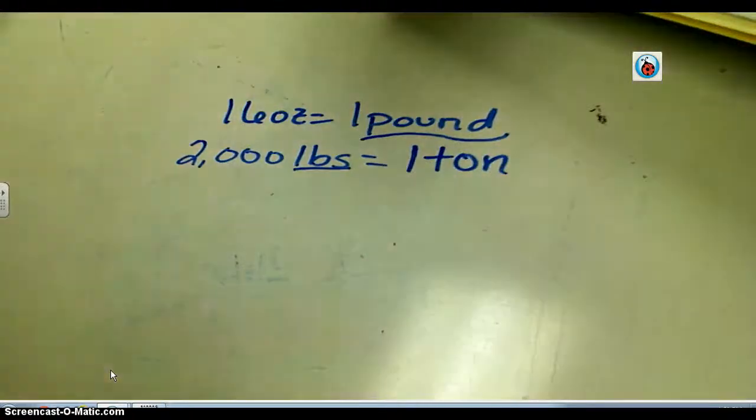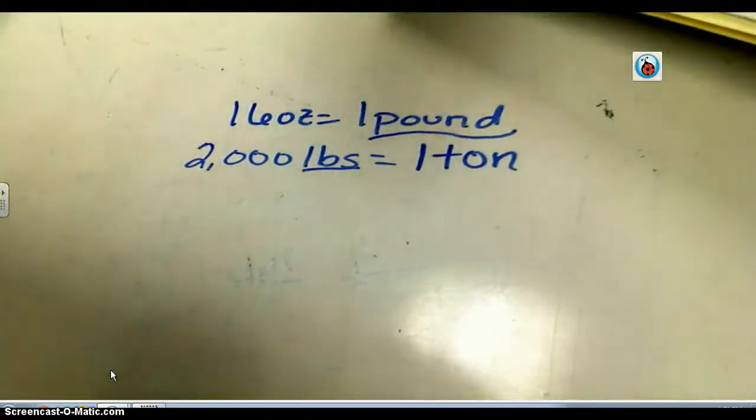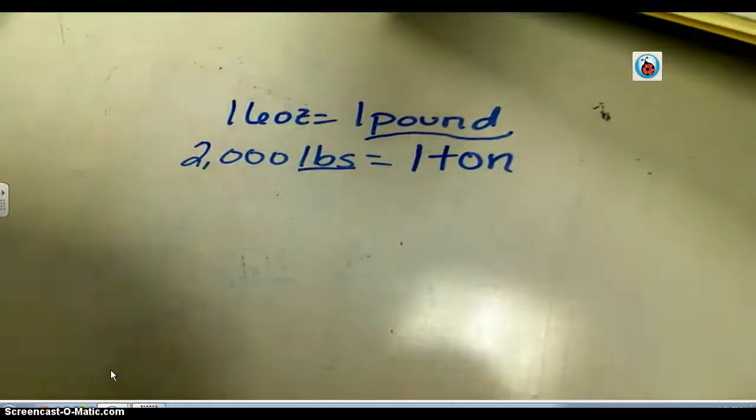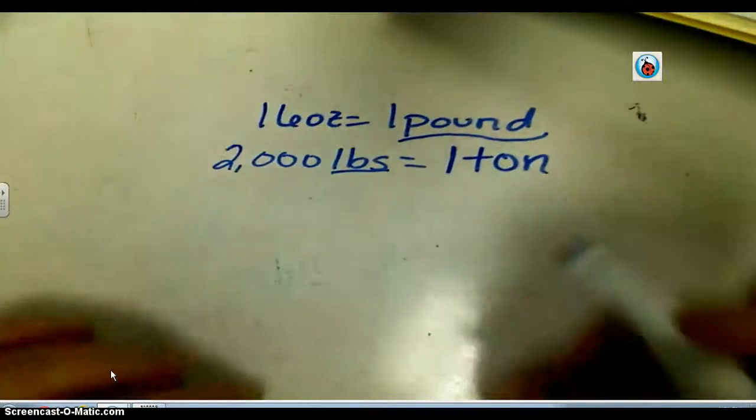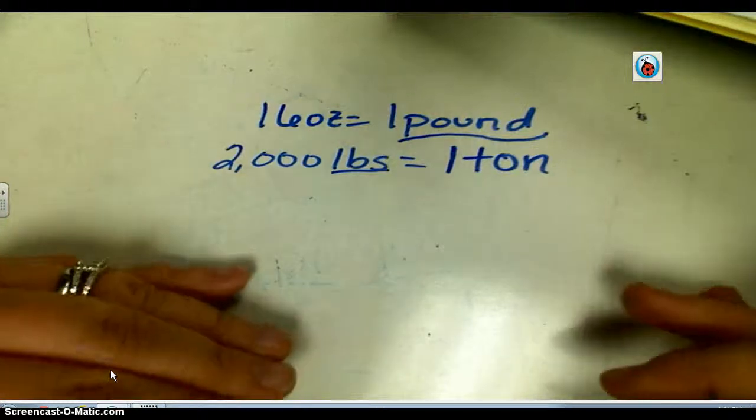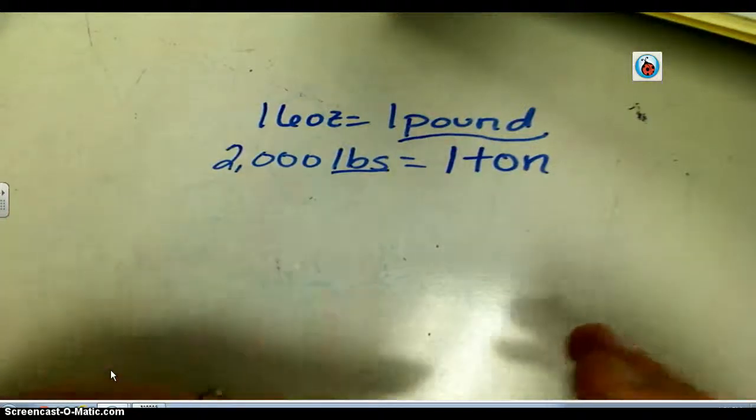That's a lot of weight. Think of an elephant in tons. An elephant would be a big animal that would probably weigh tons. It weighs a ton. All right, so these would be our customary units. So these are the basic units that we're going to convert between.